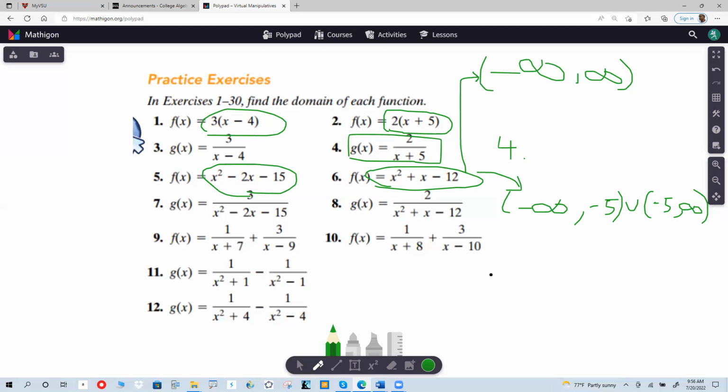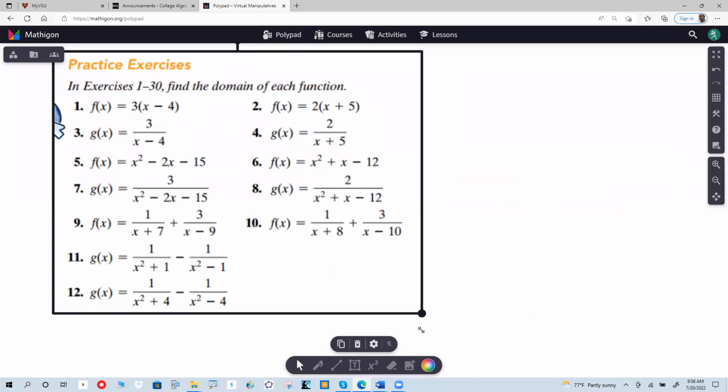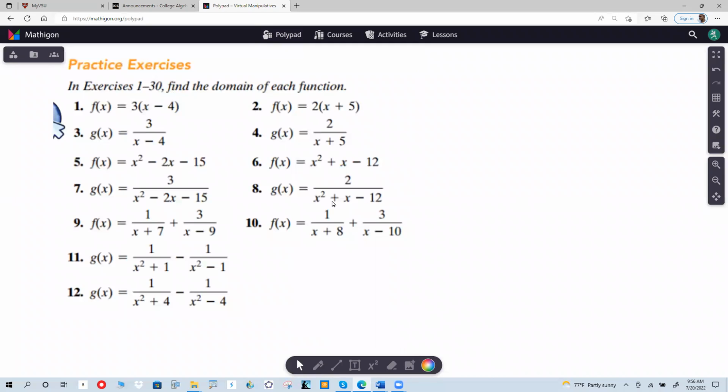Okay. So I'm going to erase everything, guys. New polypad. So be a little patient. I'm going to do number 8. This has a denominator. So I'm going to set the denominator equal to 0 and solve for x.